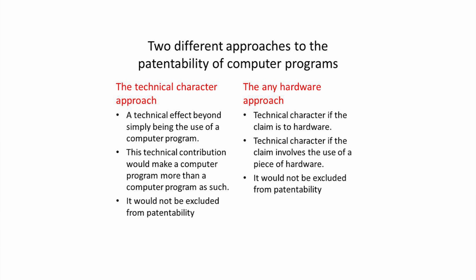The other approach, the any hardware approach, asks whether it incorporates or is implemented by some technical means, such as a computer. If the claim involves the use of or is to a piece of hardware, then the exclusion would not apply. This approach had been taken by the Boards of Appeal in a trio of cases, Pension Benefits, Hitachi, and Microsoft data transfer cases, although within this trio there were variations of the any hardware approach.